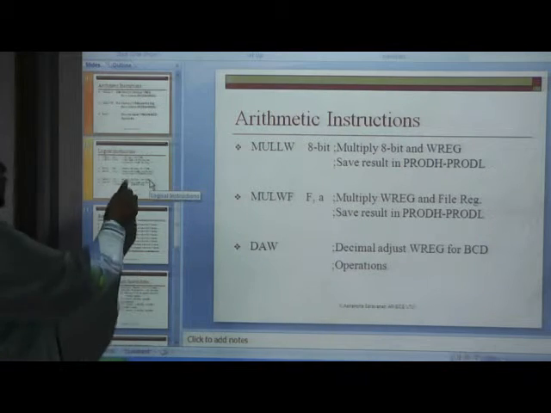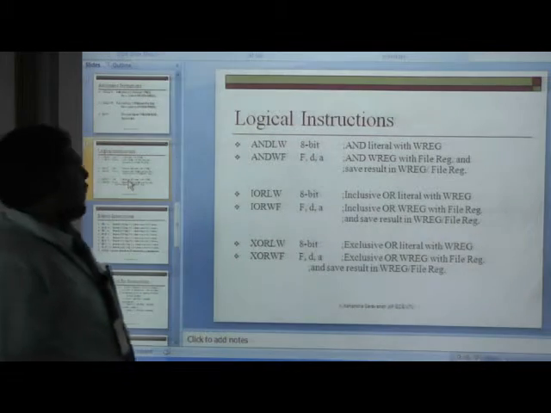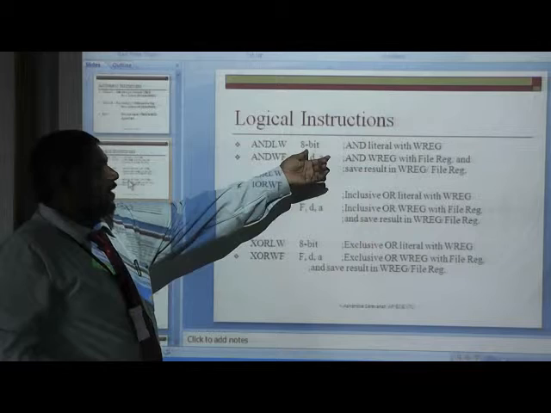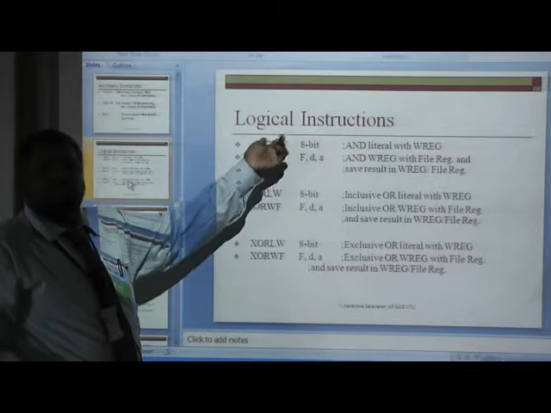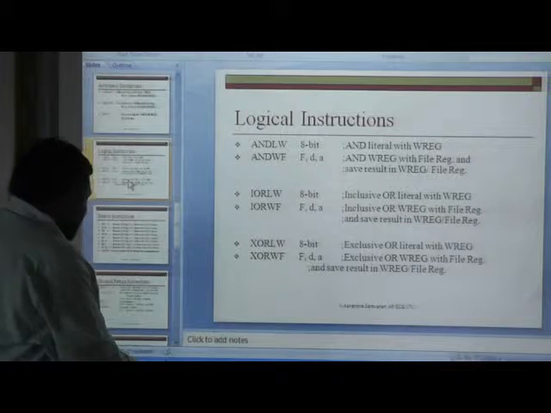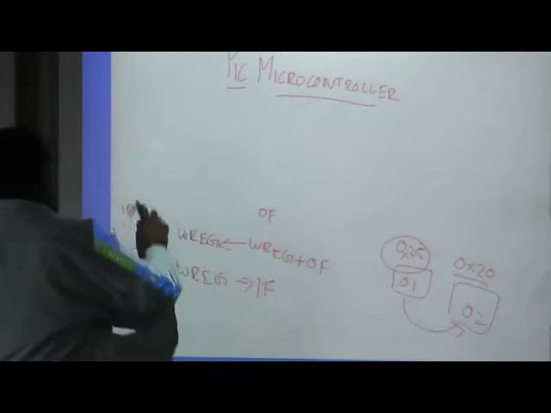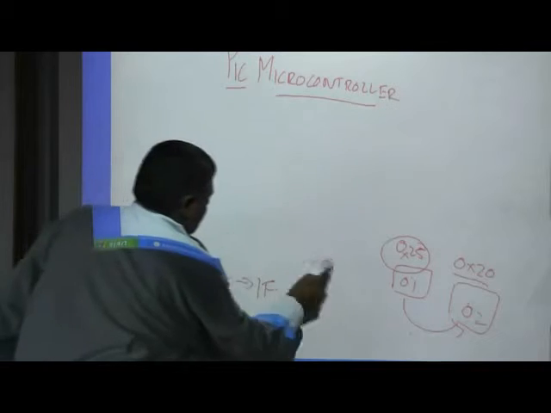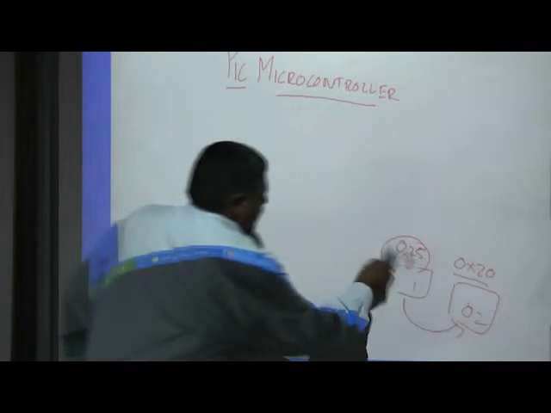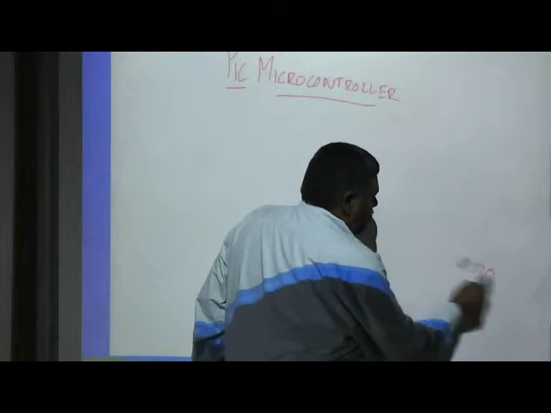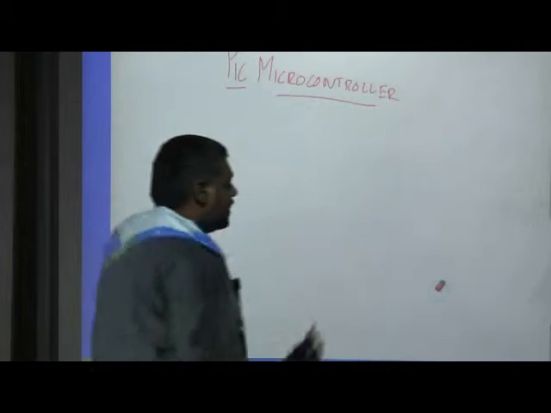Next we will move to logical instructions. This shows you an AND operation, where ANDLW 8-bit data, where I am going to immediately move my 8-bit data to the W register. For an example, I will just show you. Here this instruction is used for AND operation, where the content of both the registers are ANDed and it is stored in W register itself.